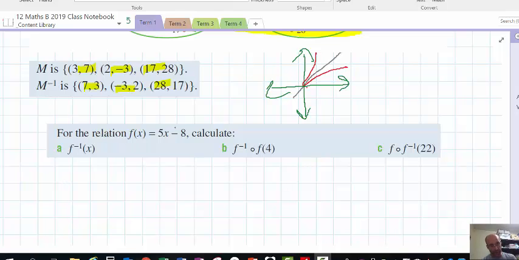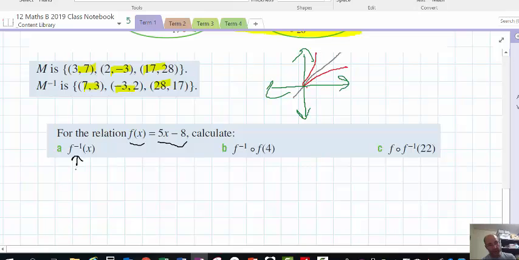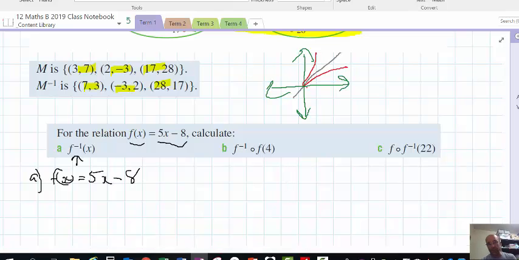In an example here, we've got a relation which is a function as well. Find the inverse of f if f of x equals 5x minus 8. This here means find the inverse function of f of x. So in part A, if we've got f of x is 5x minus 8, we need to go through the process of finding the inverse, which is as follows.